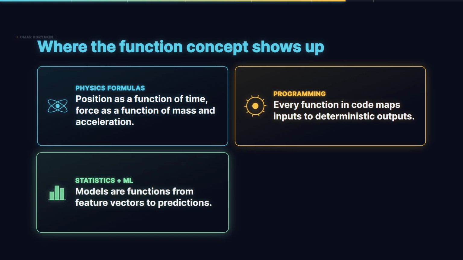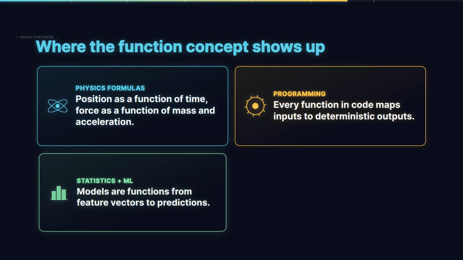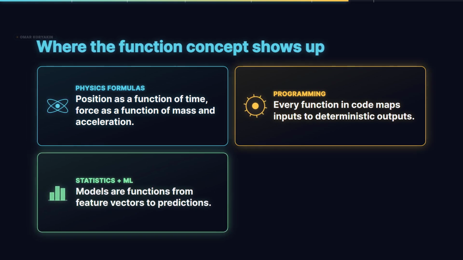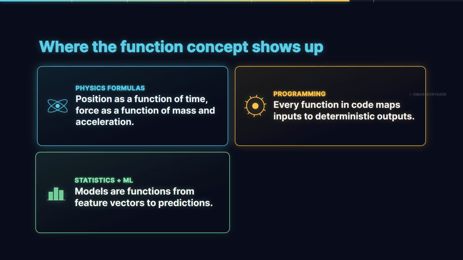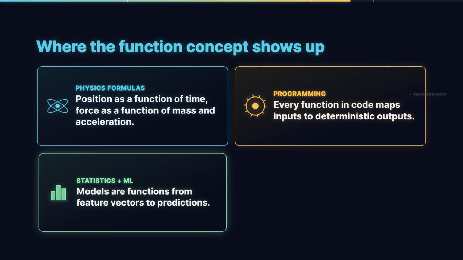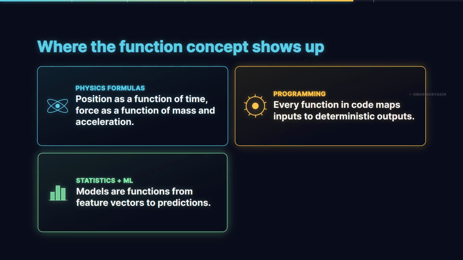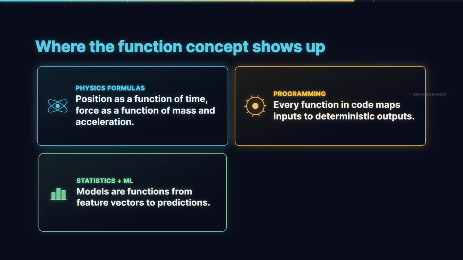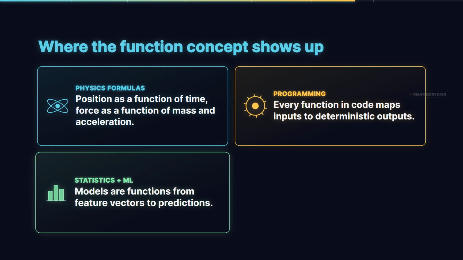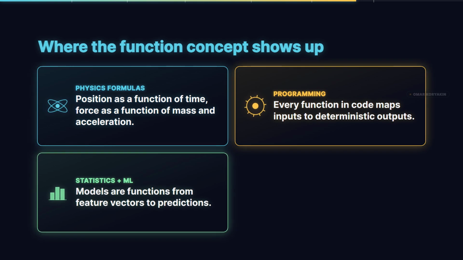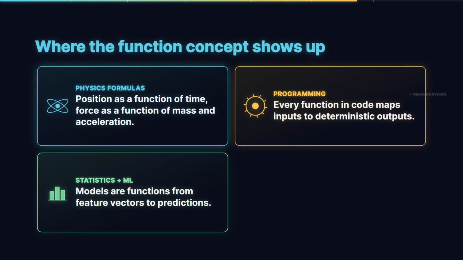In statistics and machine learning, predictive models are functions from feature vectors to predictions. A linear regression model takes the feature values for an observation and produces a single predicted target value. A neural network takes an input vector and produces an output vector. The function structure underpins all of supervised learning, and the rules from today, especially the uniqueness of output for each input, are essential properties of well-defined models.